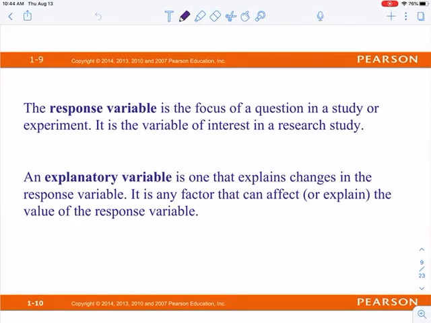The response variable is the focus of the question in a study or the experiment. It is the variable of interest in a research study. An explanatory variable is one that explains changes in the response variable. It is any factor that can affect or explain the value of the response variable.